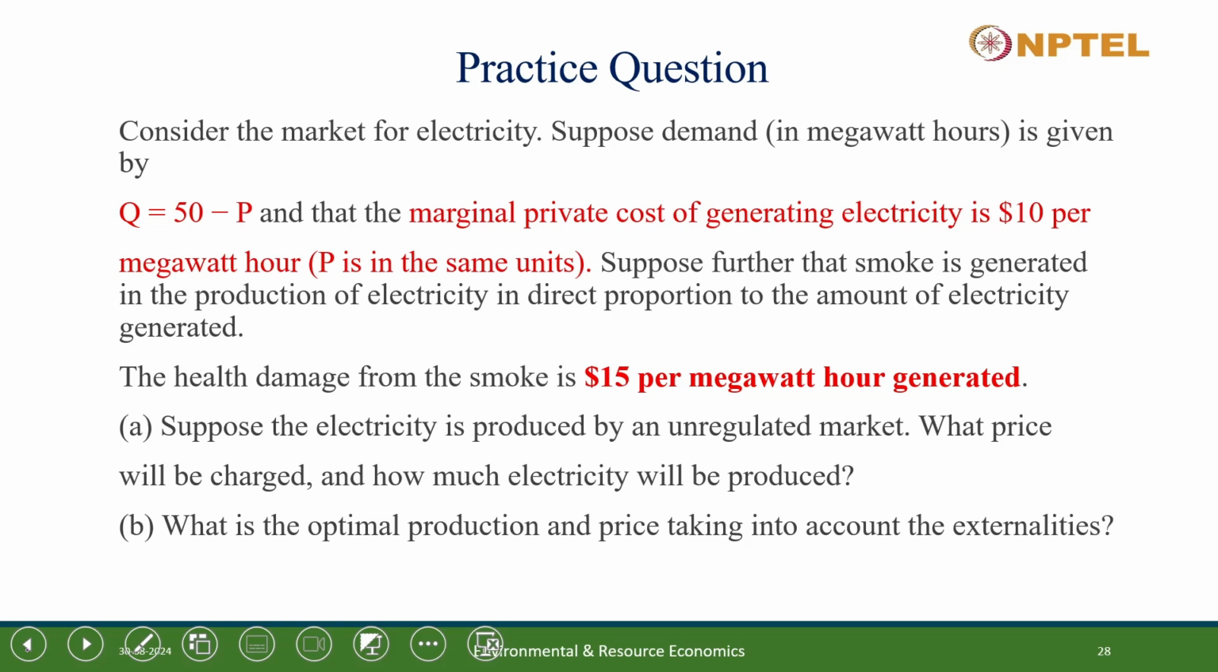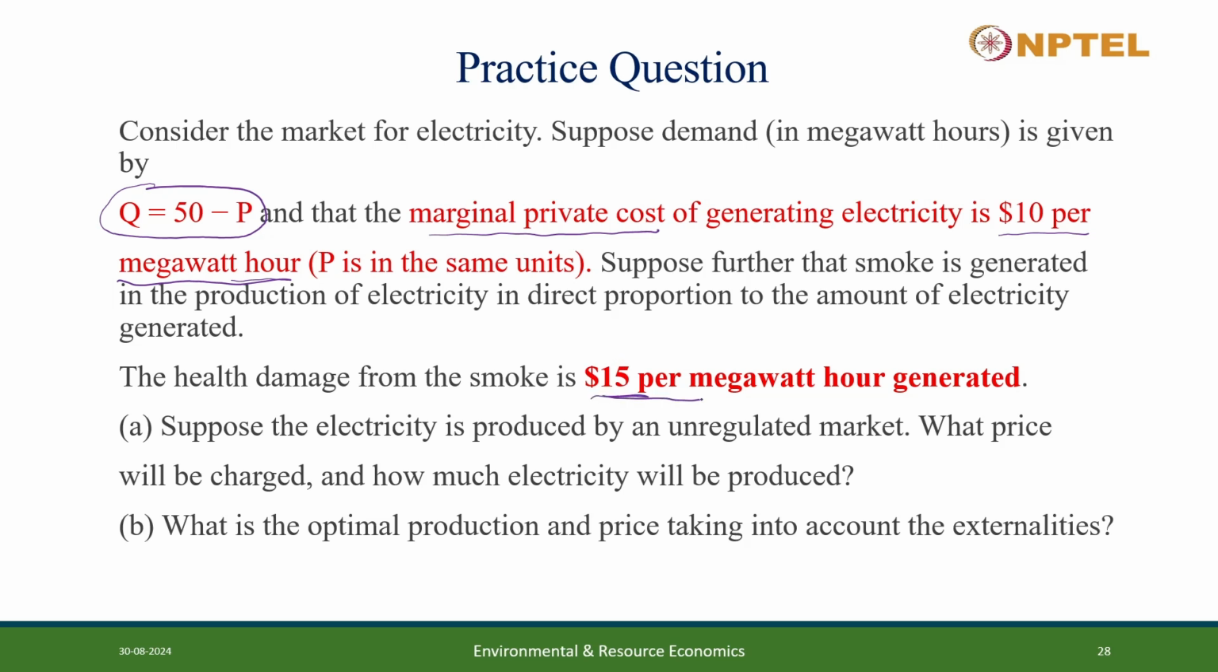Let's say that there is an electricity market in which the demand curve is given as Q equals 50 minus P, and the marginal private cost curve is given as $10 per megawatt hour of production. And let's say that the environmental damage is given as $15 per megawatt hour of electricity generation.